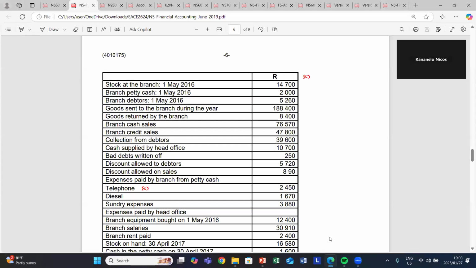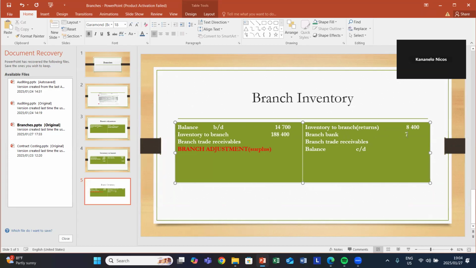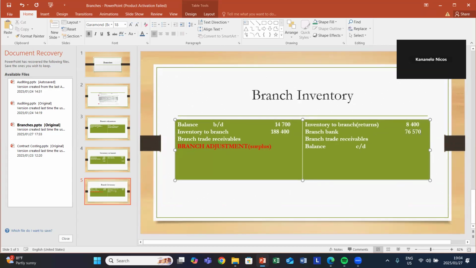And then they give you branch cash sales. On the credit side of your T-account of your branch inventory, you'll have to write branch bank, and then you'll write the amount of 76,570.